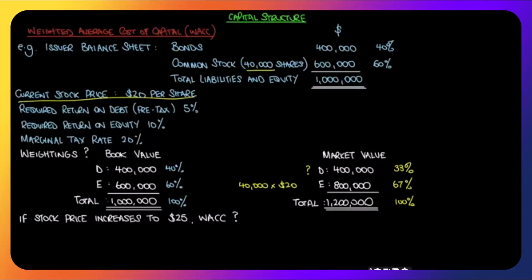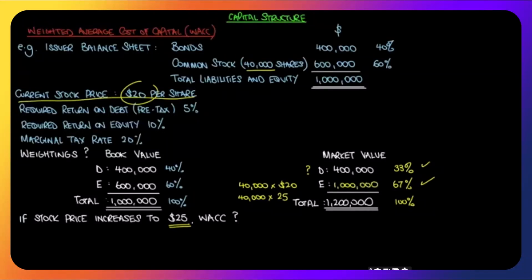If we start to use market values, we are exposed to a change in that market value. You can calculate the WACC for this company today using 33% and 67%. But if you wake up tomorrow morning and the stock price is now $25, everything changes again. Now at $25, my equity, 40,000 times 25, is 1 million.